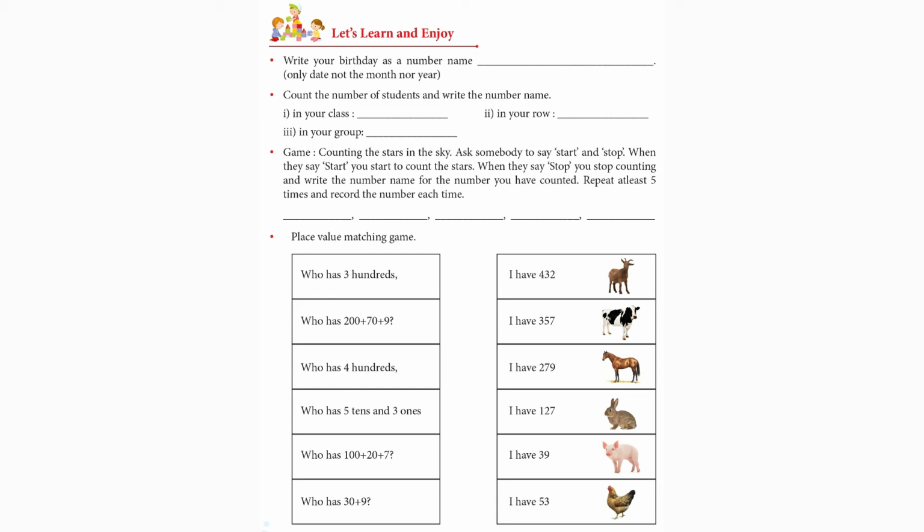Now there's a game that is given here. Counting the stars in the sky. You should ask somebody to say start and then you should ask somebody to say stop. And when they say start, you should start counting the stars that you can see in the sky. And when they say stop, you have to stop counting. Okay? Isn't that fun? So first you start, when they say start counting 1, 2, 3, 4, 5, 6, 7, 8, 9, 10. And then when they say stop, stop. So if you counted 10, write down 10 in the first blank.